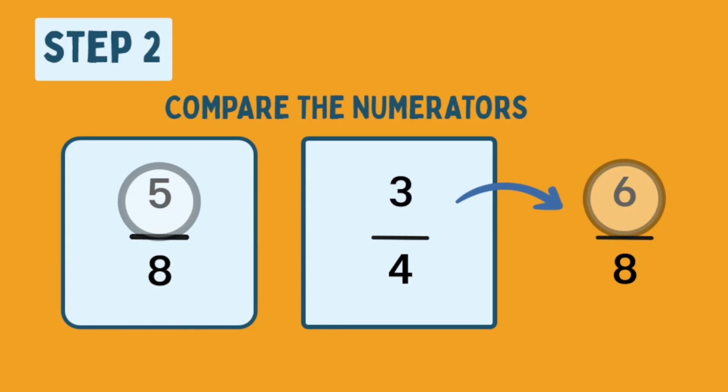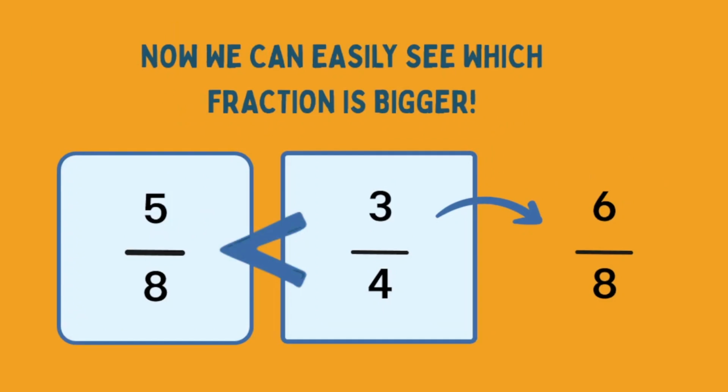So in that case, we can conclude that 5 over 8 is less than 3 over 4 because 5 is less than 6. I hope that is very clear to you. So that is how you can compare two fractions. Let's look at one more example before we end this class today.